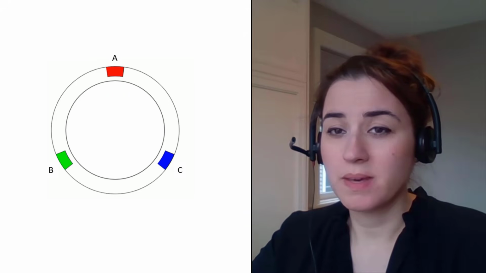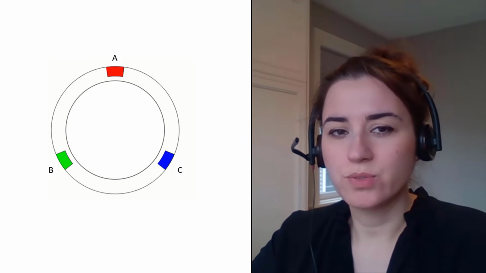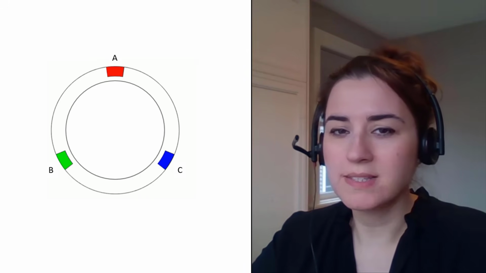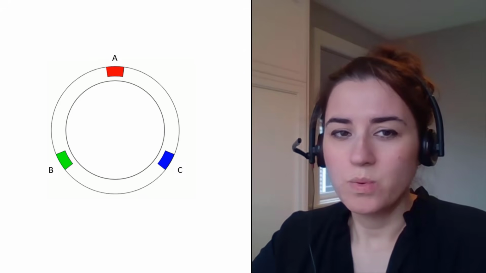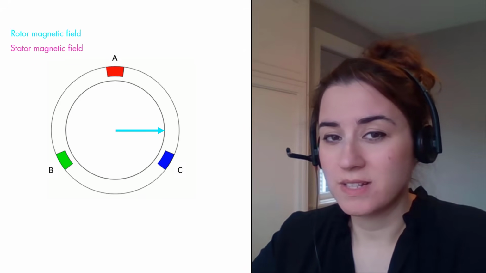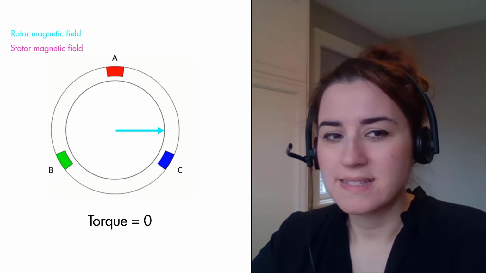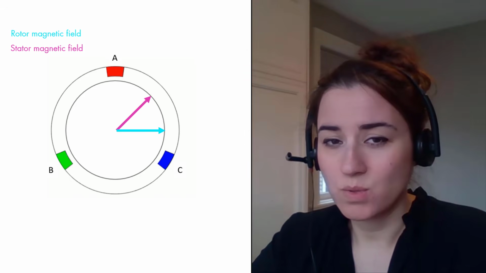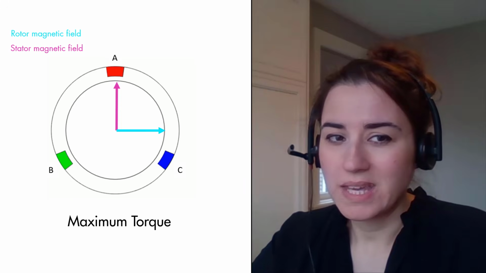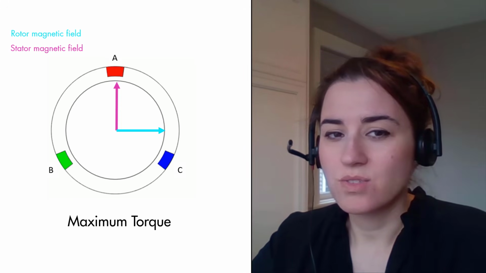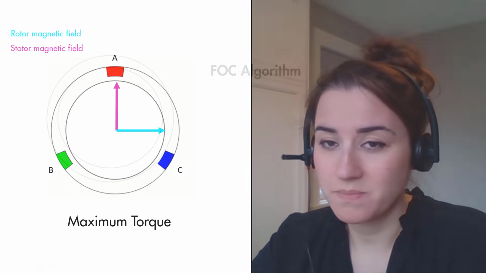Let's say we want to control a PMSM motor using FOC. Our goal here is to produce torque and also maximize this torque to improve motor performance. We know that when the rotor and stator fields align perfectly, no torque will be produced. As the angle between them increases, we start generating some torque. And at 90 degrees, we get the maximum torque. So how do we keep these fields at 90 degrees at all times?